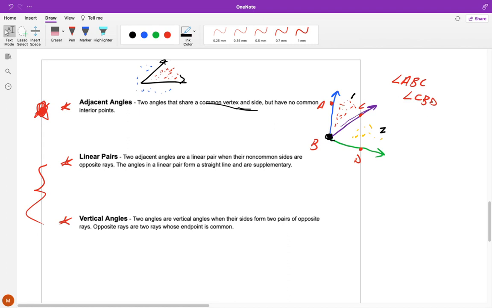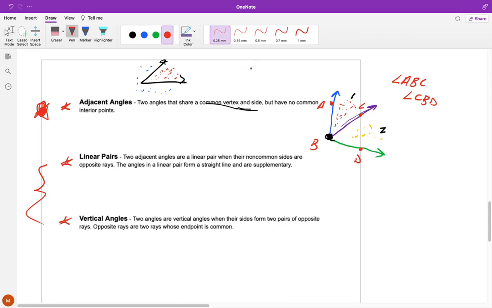So they can't overlap. And one of the ways that we can remember thinking about it is they're directly right next to each other. And if we were given information, then we can use this to solve for the angle addition postulate. If I couldn't apply the angle addition postulate to it, then they're not adjacent angles. So they need to be directly right next to each other and no overlap.